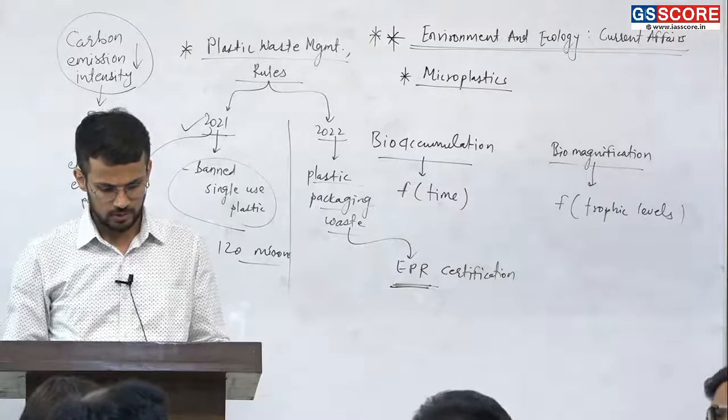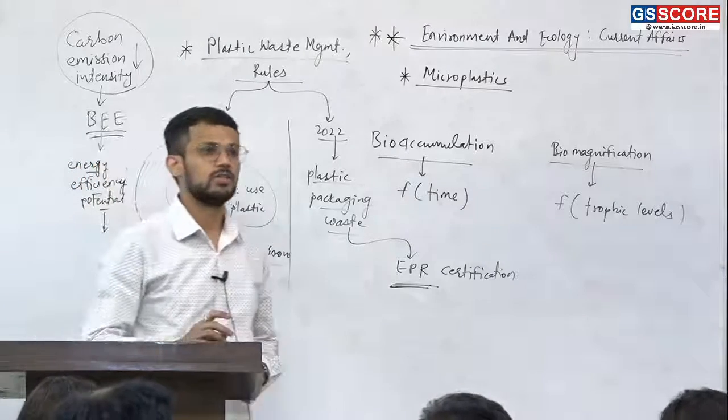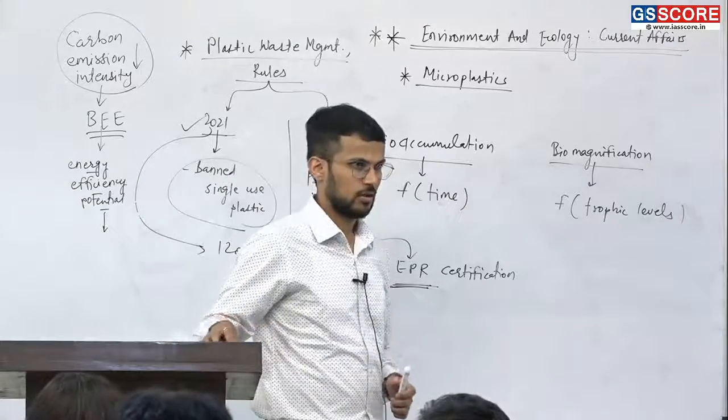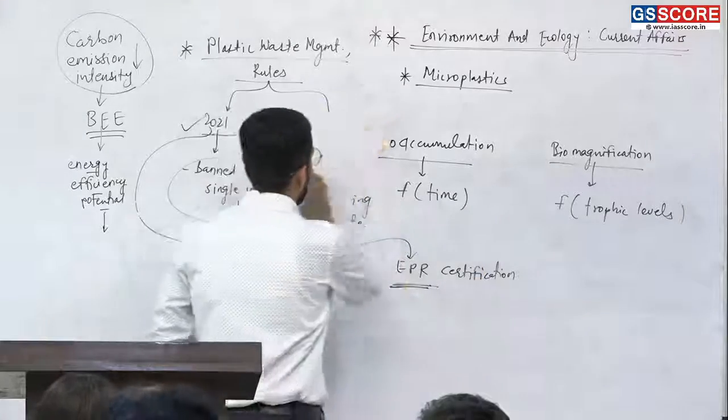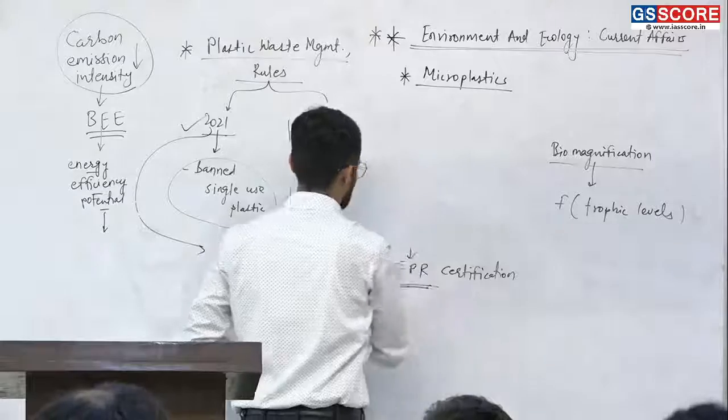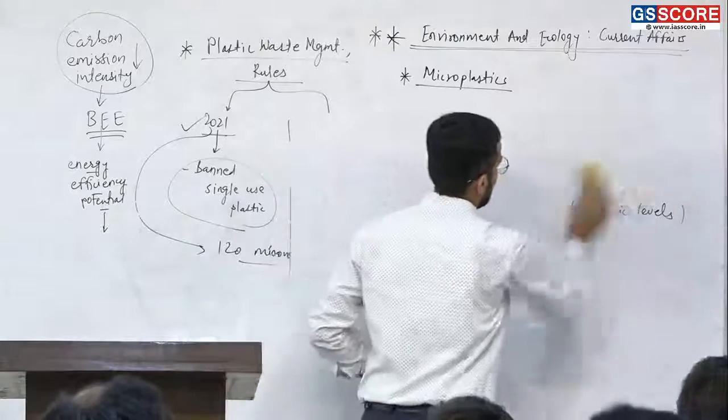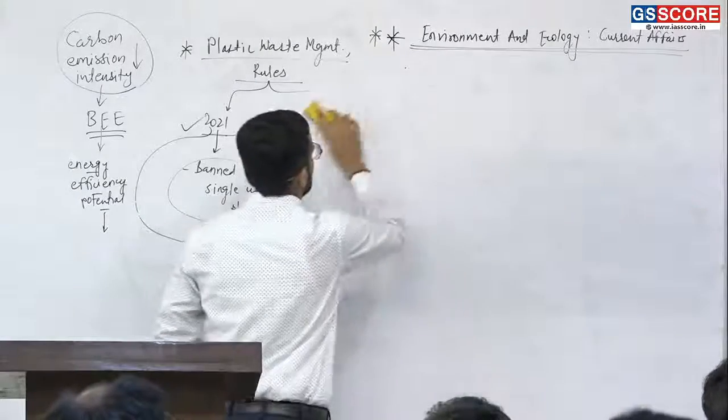Fine, next now. Declining nitrogen levels. Now this is a concern, right? Because you must be aware of biogeochemical cycles. What do they say? What are biogeochemical cycles?